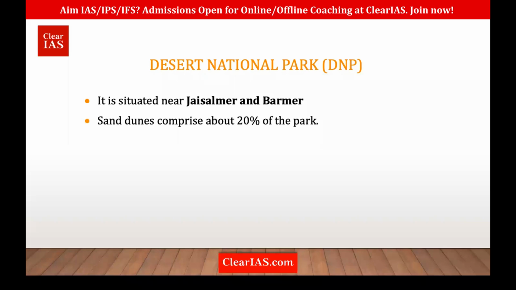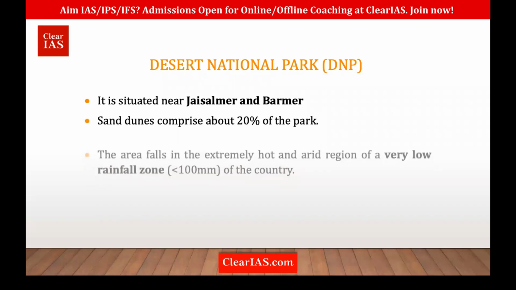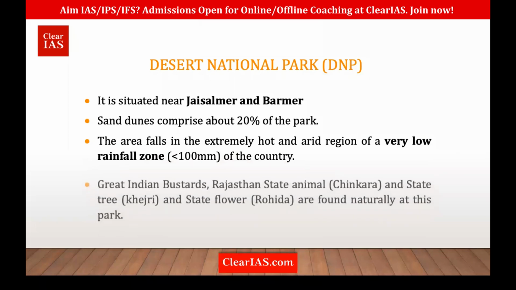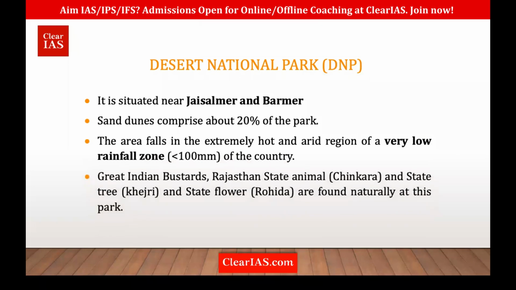Almost 20% of the park is covered by sand dunes. Of course, since it is a desert region, the rainfall is very less. Precipitation is less than 100 mm. You can see all the important species of Rajasthan: the Great Indian Bustard, the state animal Chinkara, the Khejri tree, which is the state tree of Rajasthan, and the state flower Rohida, naturally found here. So that is Desert National Park. Remember, it is in Jaisalmer and Barmer districts in the Western Rajasthan region.